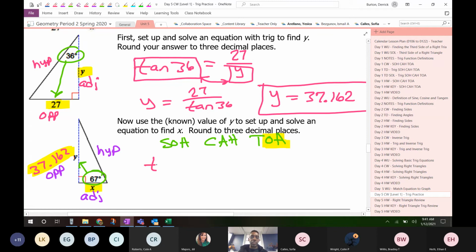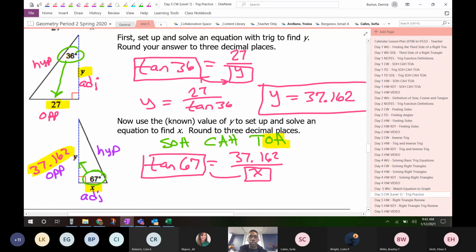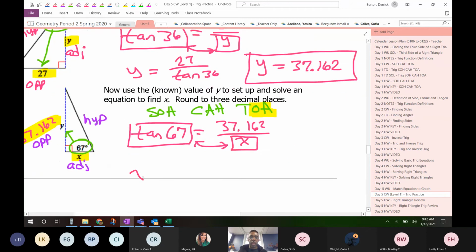So we're going to again do tangent of 67. Opposite over adjacent, so that's 37.162 over x. All right, this is just like the last problem. The variable is in the denominator. That is when you swap. So we're going to end up with x equals 37.162 over tangent 67.